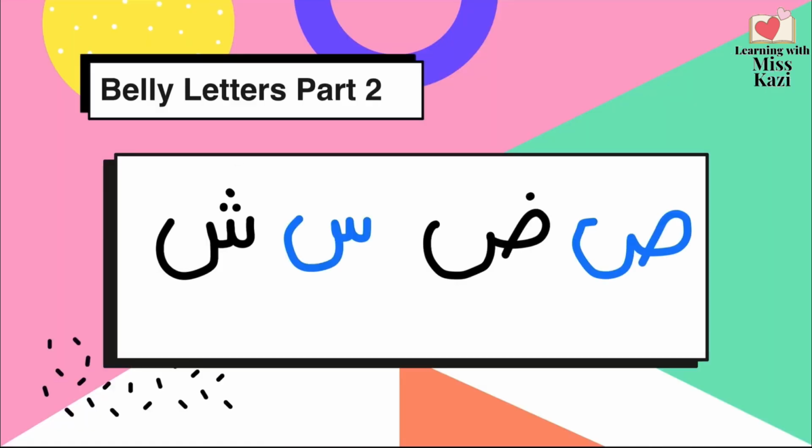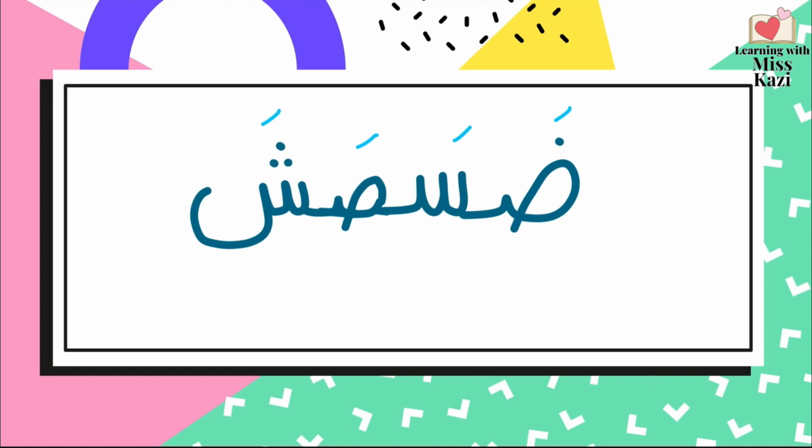Our next belly letters are Saad, Daad, Sheen. ظ Ba. ض Very good. س ص ش. Excellent. Let's do it one more time. Ba, ض Sa, س Sa, ص Sha. ش.